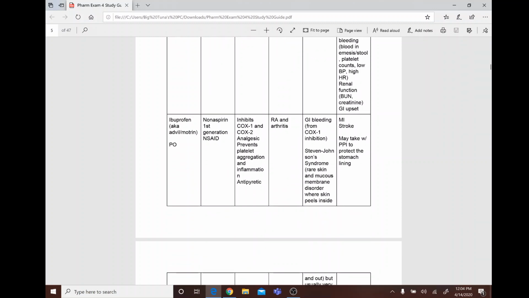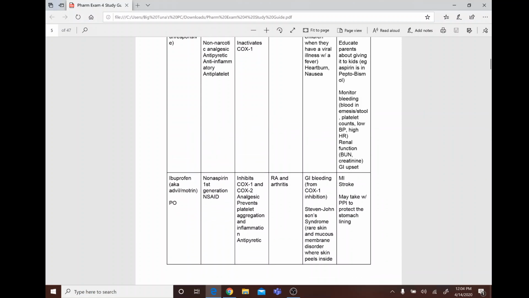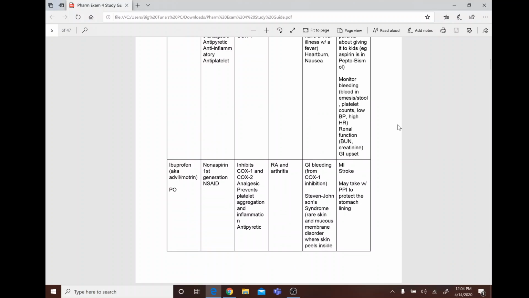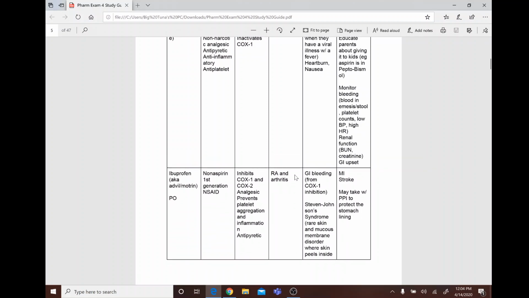All right, ibuprofen, aka Advil and Motrin. How do we give ibuprofen? PO. What is the therapeutic class of ibuprofen? Non-aspirin, first gen NSAID. What is the action of ibuprofen? Inhibits COX-1 and COX-2.